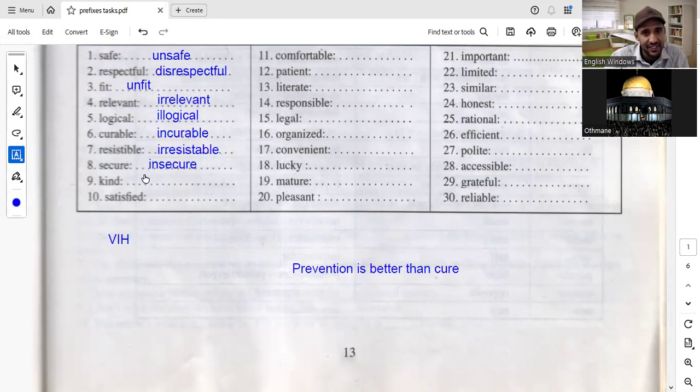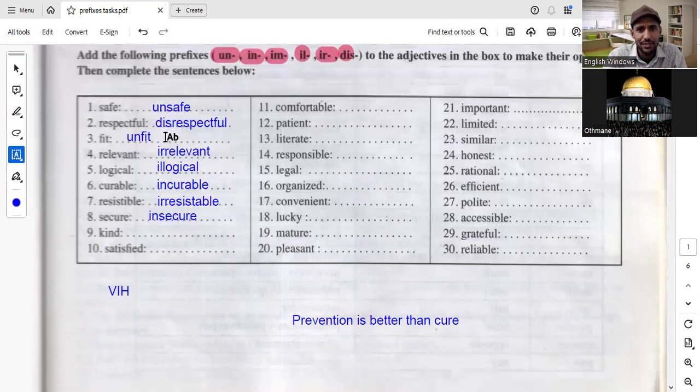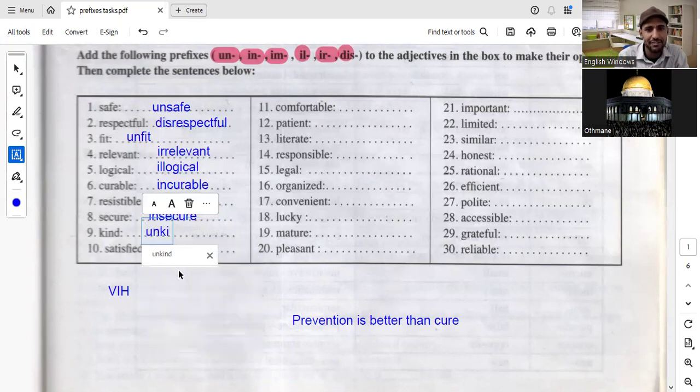Well, kind. It's very simple, just like the first one here. Say unkind. Unkind, yes. Unkind, غير لطيف, right? This person is very kind, it means very, very nice. Unkind means nasty. Unkind here, another word to use, يعني سيء المعاملة.